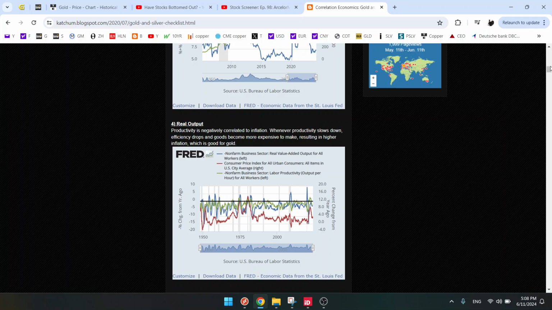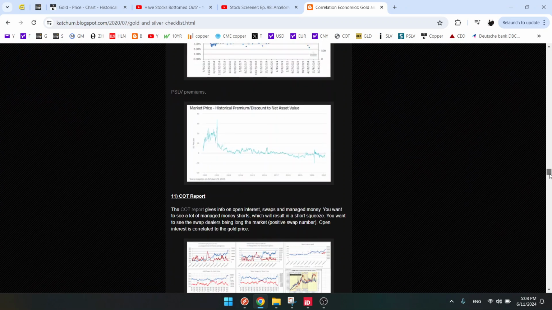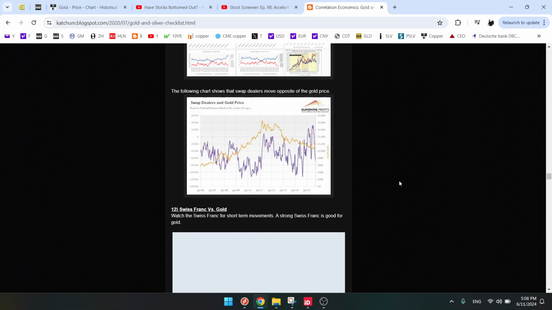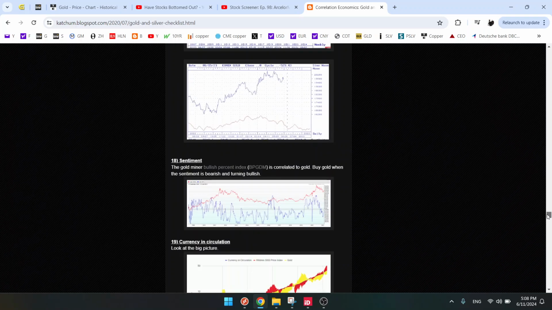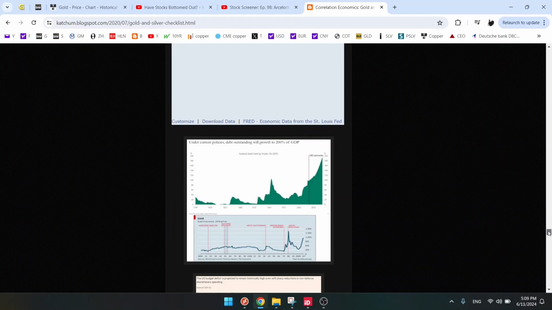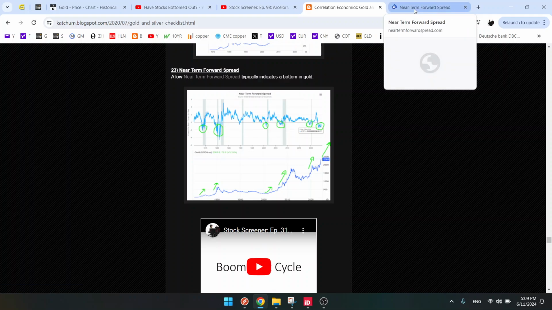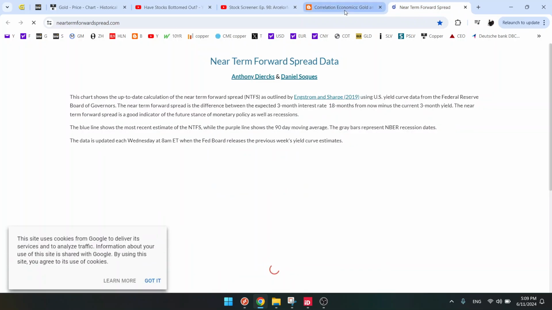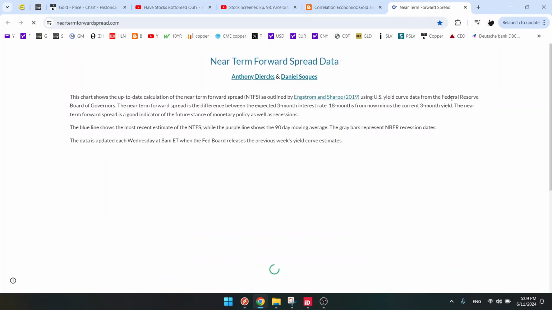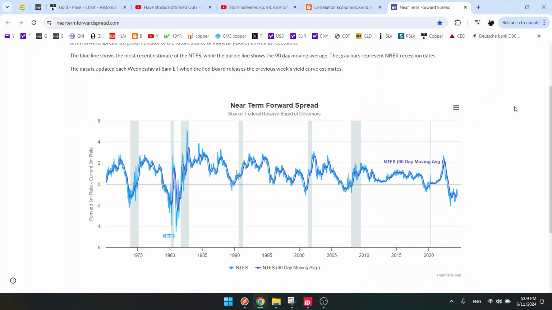So you need to know where you are in the cycle, and the most important chart, according to me, is of course the near-term forward spread and the yield curve. That's the first thing that you look at, this here. That's the first thing to look at from a long-term perspective. Near-term forward spread. So this should be bookmarked, the most important chart to predict gold. And this is long-term, of course.